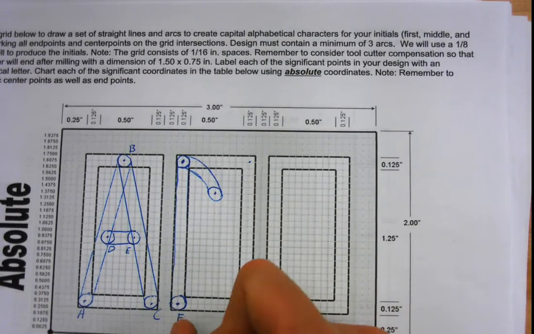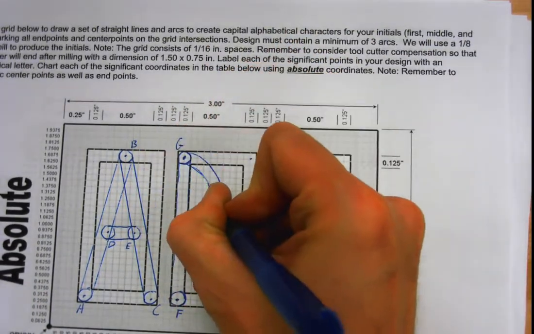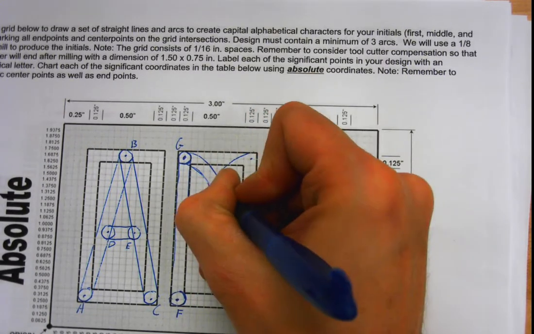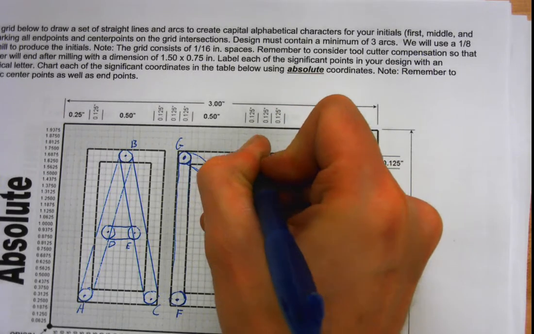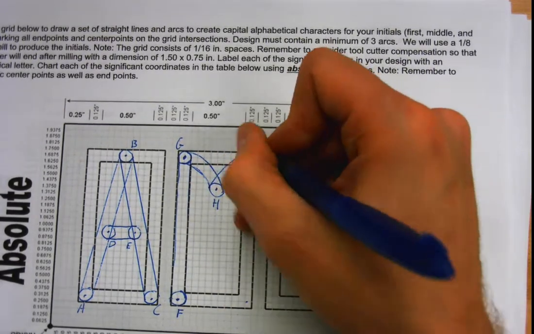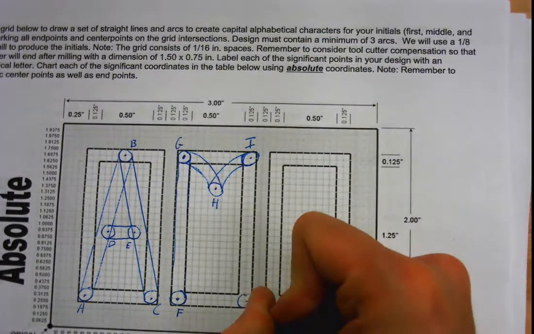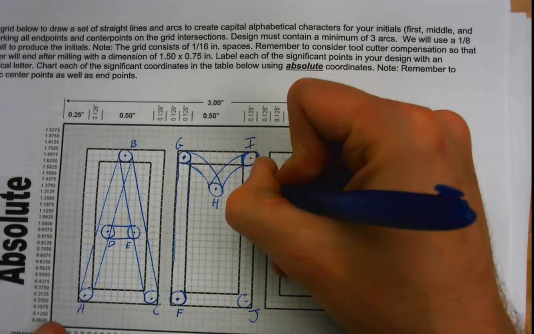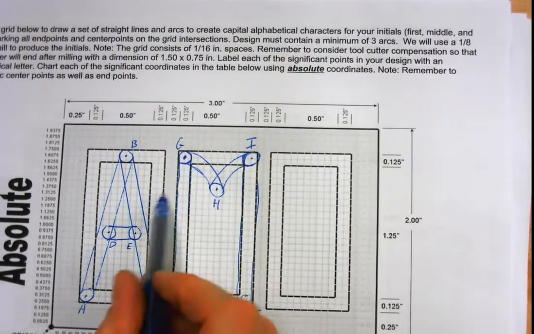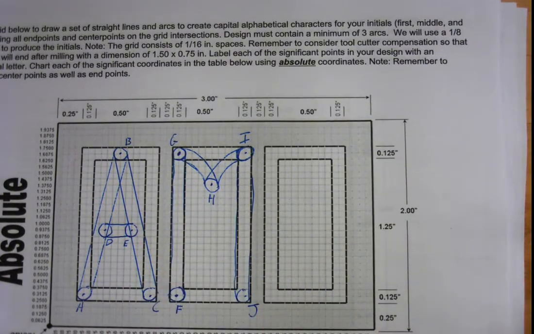Okay, so I have E, F, G, H, and then I'm going to do another curve coming up here. And here's my I right there. And then J all the way down here. Okay, so if you keep your radius the same going on the y-axis and the x-axis, it makes things a little bit easier in the long run.